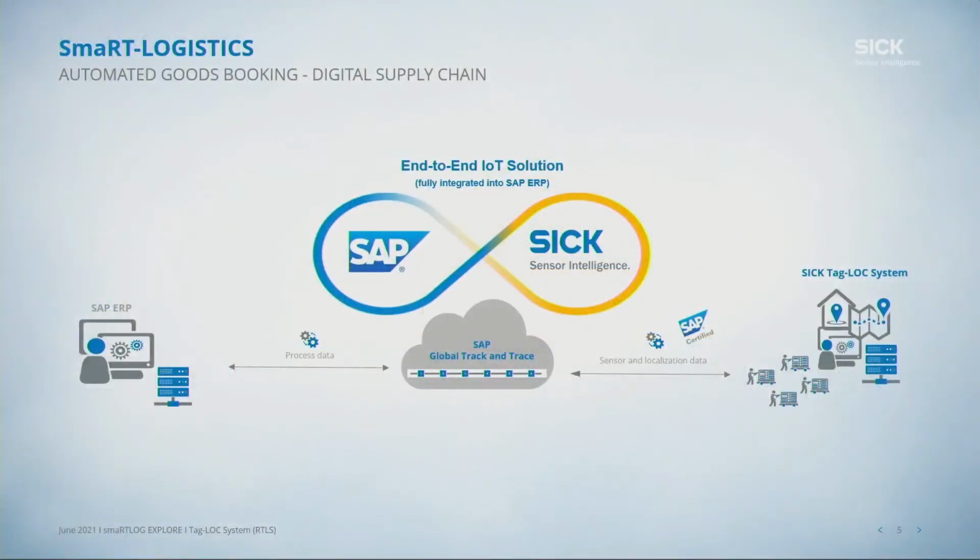So coming now to the topic, what is a smart logistics solution? You see that we are combining on one side process business data from SAP together with the sensor and localization data. Combining those two worlds, our customer gets a complete end-to-end IoT solution, and they have a fully integrated solution into SAP ERP. In that case, we are talking about complete transparency within our digital supply chain projects. Also, automated goods booking is assured.